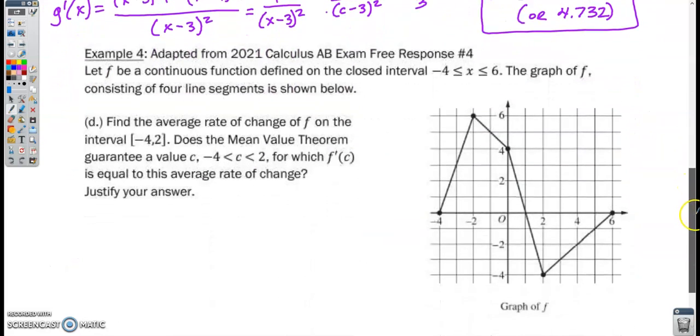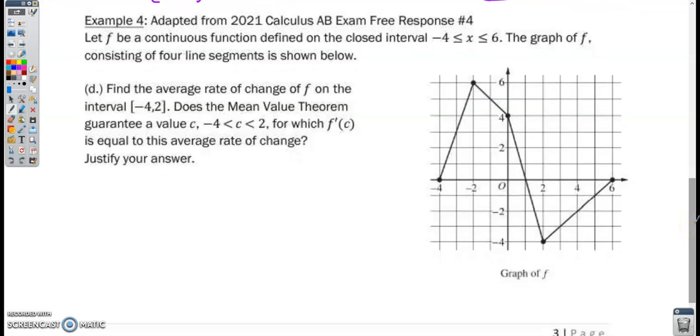All right, example 4. This is adapted from the 2021 Calc AB exam free response number 4. I used their graph, but did not quite use their problem. Let f be a continuous function defined on the closed interval from -4 to 6. The graph of f consisting of 4 line segments is shown below. Find the average rate of change of f on the interval from -4 to 2.